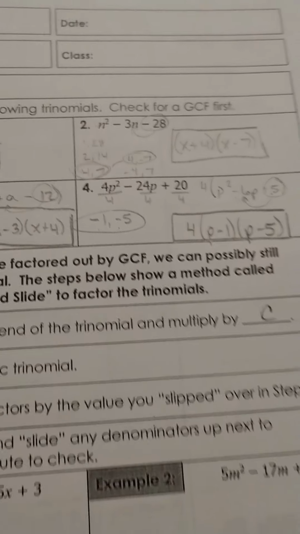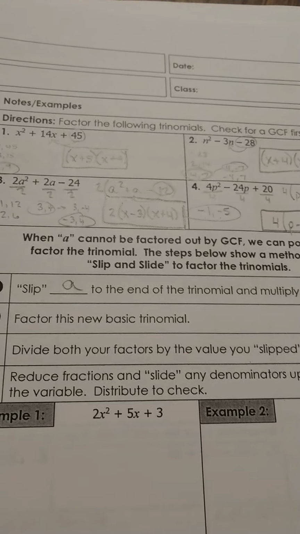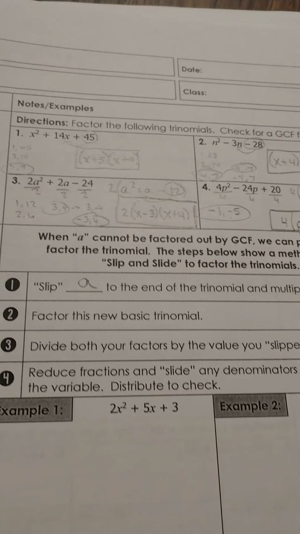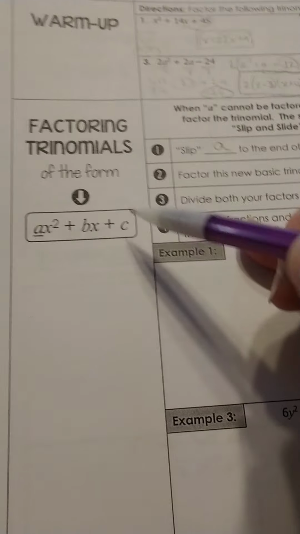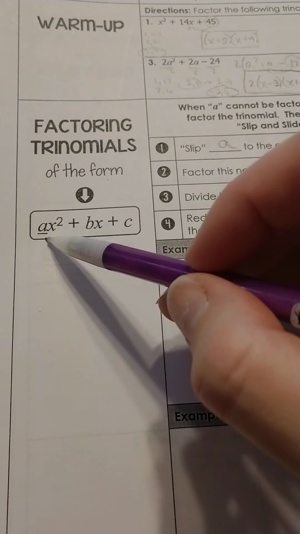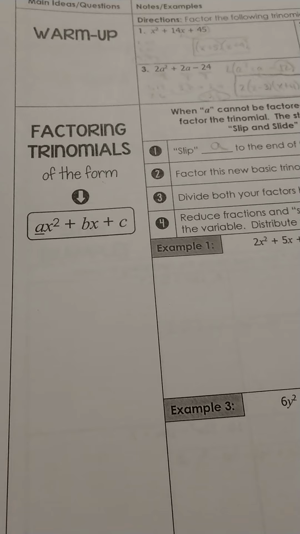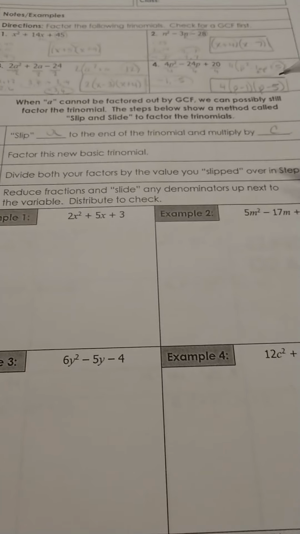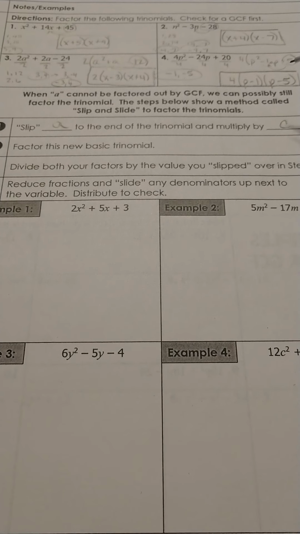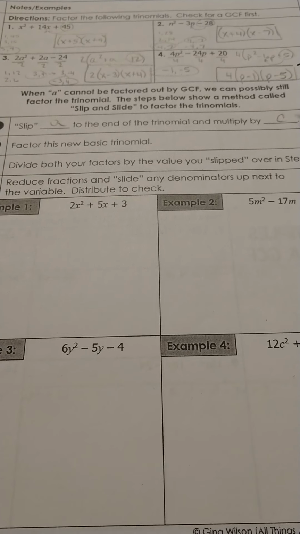So those are a review of the last couple of lessons we've been doing. What we're getting ready to do is new. We are getting ready to factor these, where you have a number out front that cannot be factored out. So ax squared plus bx plus c. So when your a cannot be factored out by a GCF, we can possibly still factor the trinomial.